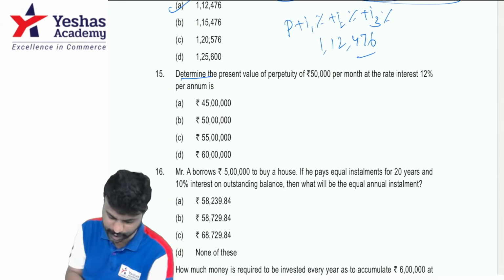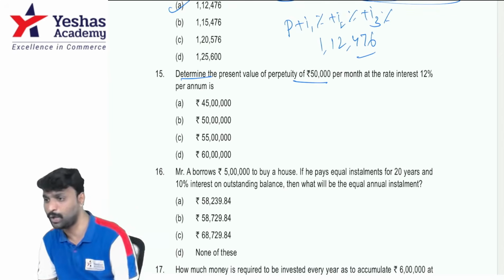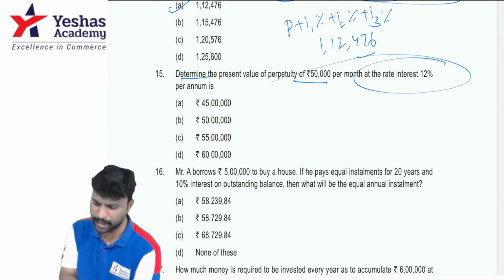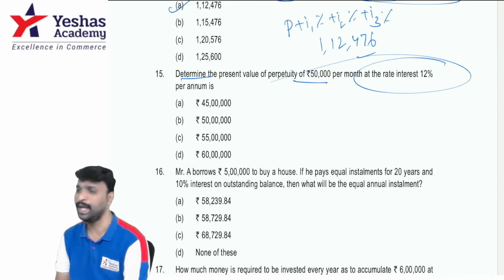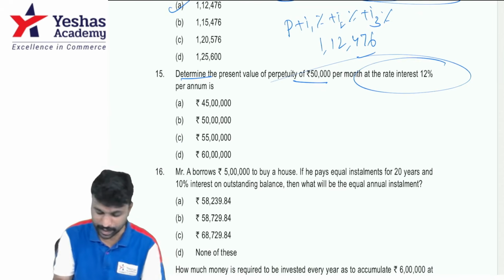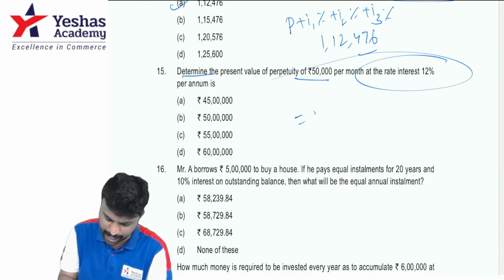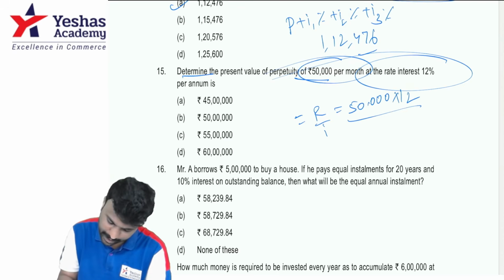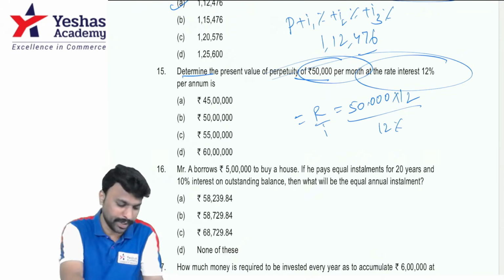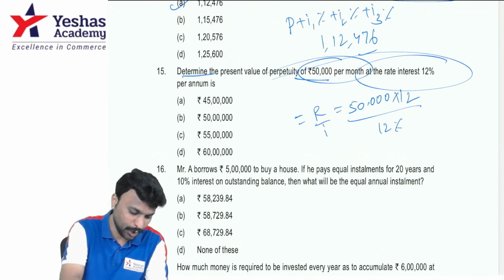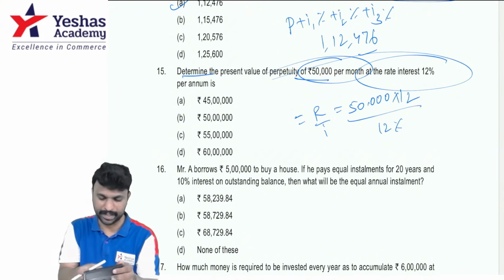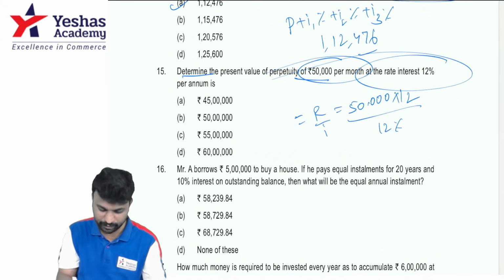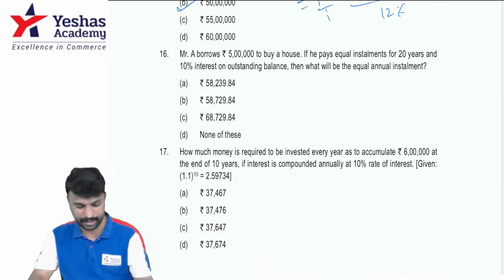Moving on to the 15th question, guys, we need to find the present value of the perpetuity. It's a normal perpetuity, multi-period perpetuity, only nominal rate is given. So PV of the perpetuity is what? R divided by I. But the receipt amount is given per month, so you have to multiply that with what? 12. Divided by I, which is 12%. Please do this: 50,000 into 12 divided by 12%. Type 12, press a percentage, you get 50 lakhs. Option B is the right answer.